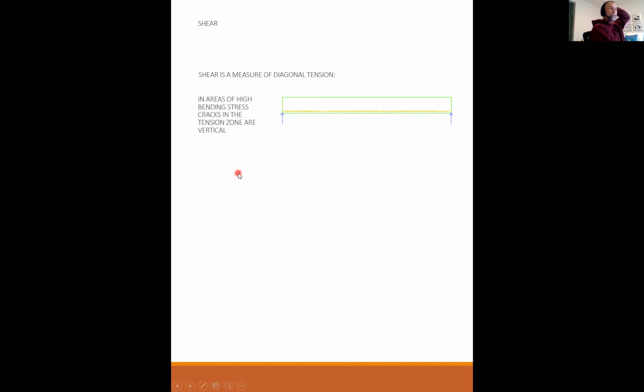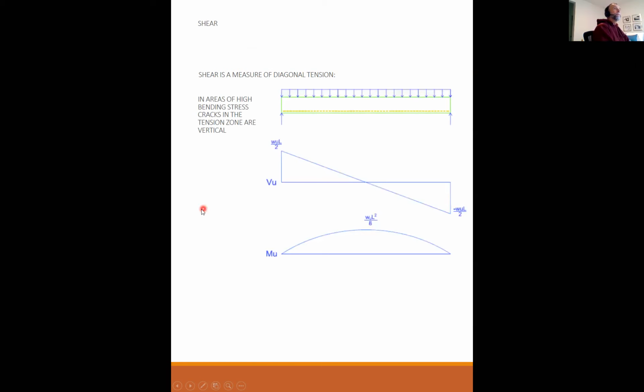It's a diagonal tension. So if I have a beam that is simply supported, and I'm showing the dashed line, this is where my flexural steel is running the length of my beam. In areas of high bending stress in the tension zone, the cracks are vertical. And so what I've got here is my shear diagram, my moment diagram, and there are my cracks at the bottom of the beam due to this applied moment.